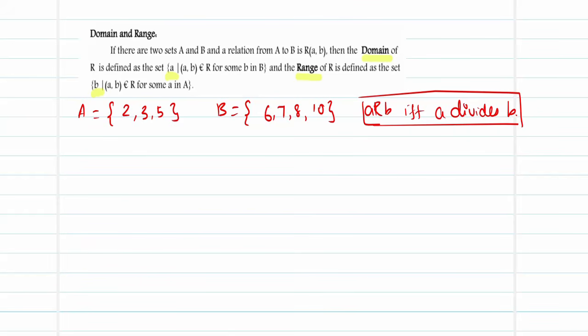Now how will I form the relation R? 2 divides 6, so (2, 6). 2 divides 7? No, so I will not take it. 2 divides 8? Yes, it's true. 2 divides 10? Yes, it's true. 3 divides 6? Yes, it's true. Does 3 divide 7? No. Does 3 divide 8? No. Does 3 divide 10? No. So I cannot take all these numbers.